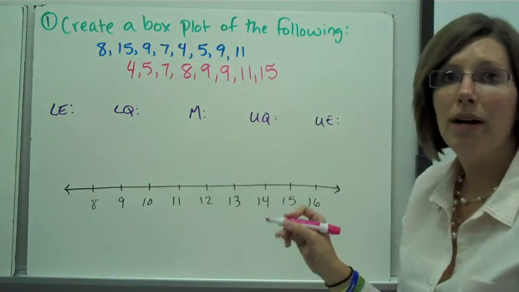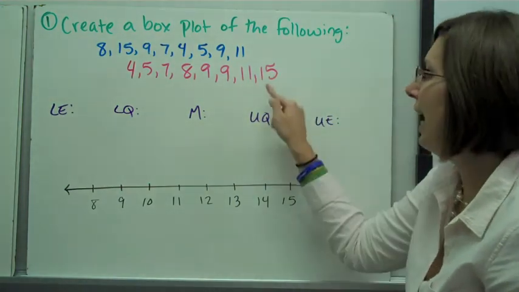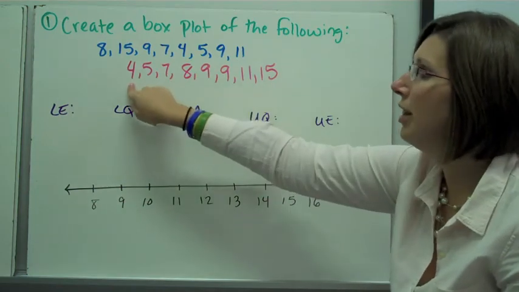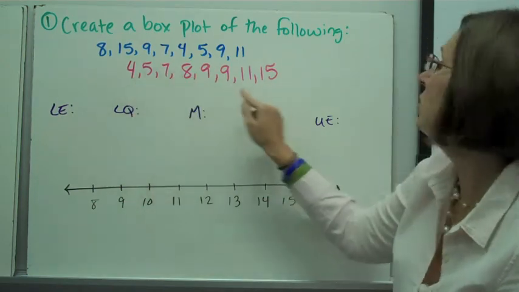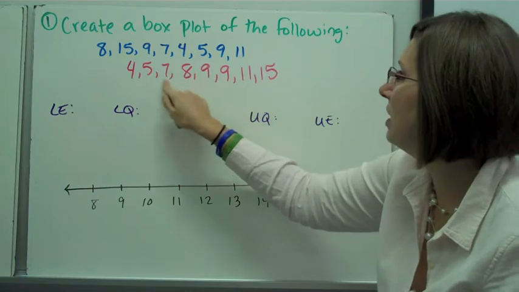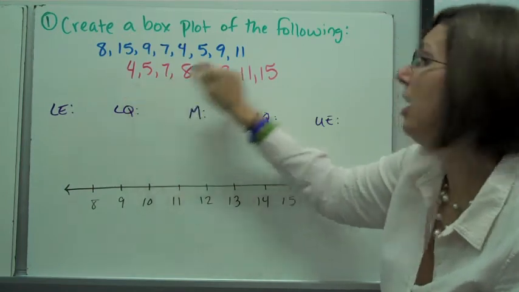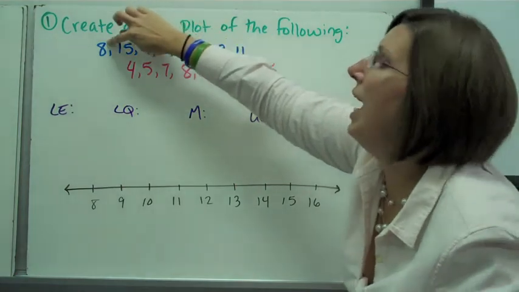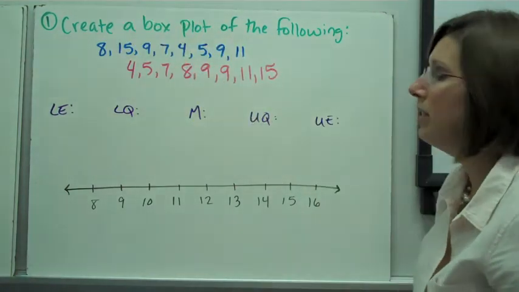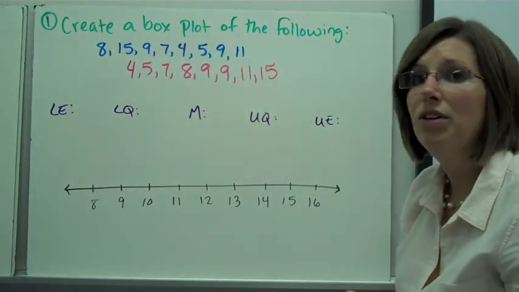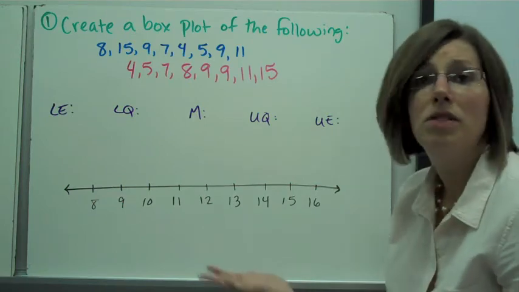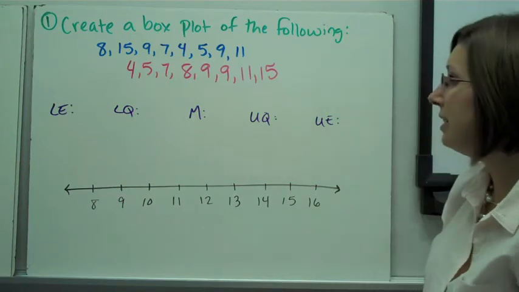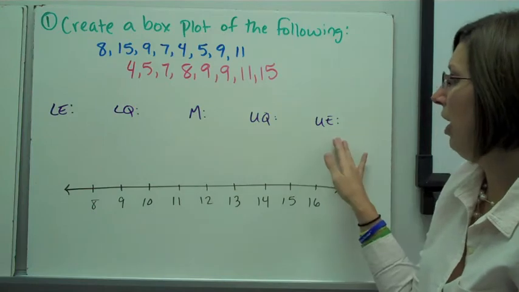What you need to do after you've written all those numbers down is count and make sure that you did not miss a number. So I have 1, 2, 3, 4, 5, 6, 7, 8 pieces of data. And up here I've got 1, 2, 3, 4, 5, 6, 7, 8 pieces of data. That's really important because I would hate for you to do all that work just to realize you skipped a number. The next thing we're going to do is find our 5-number summary.